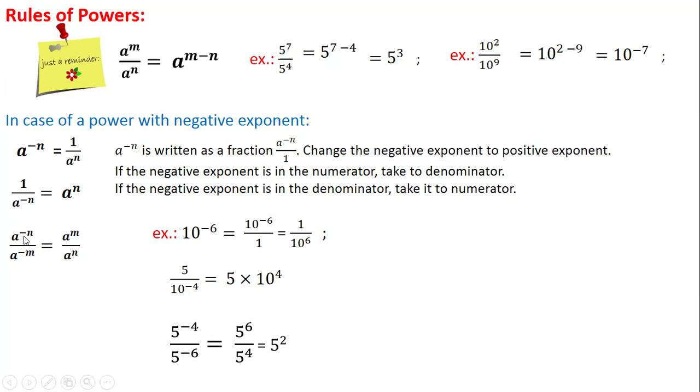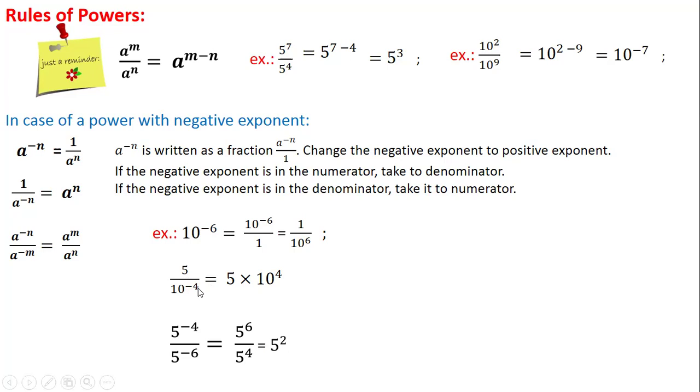Now here, a to the power minus n over a to the power minus m. This a to the power minus m, it's in the denominator. I move it up, it becomes a to the power m. And this a to the power minus n, I move it down, it becomes a to the power n. Let's see these examples together. We have 10 to the power minus 6, which is a power with a negative exponent. It's in the numerator. Since I write 10 to the power minus 6 over 1, I move it down, so it becomes 1 over 10 to the power 6.